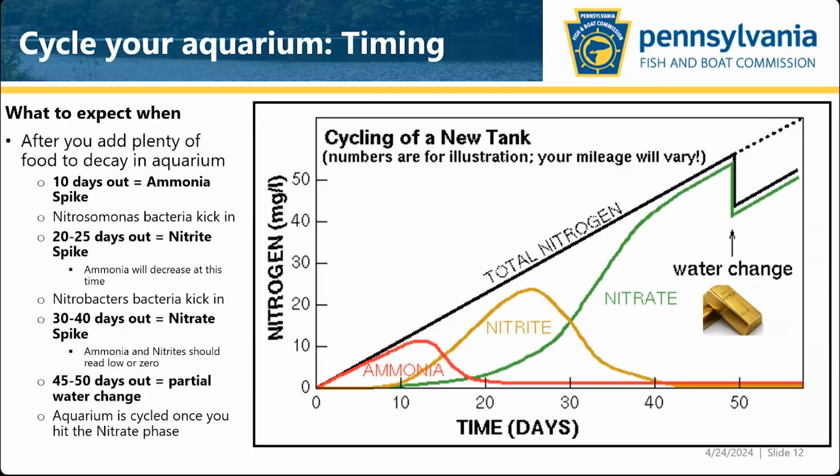So you get the ammonia spike. As the ammonia starts to come down, the nitrates are going to come up, because they're going to be building up as the ammonia is broken down.